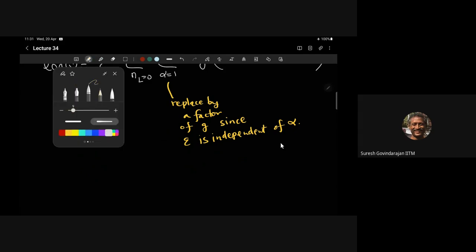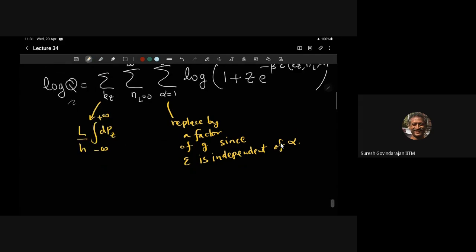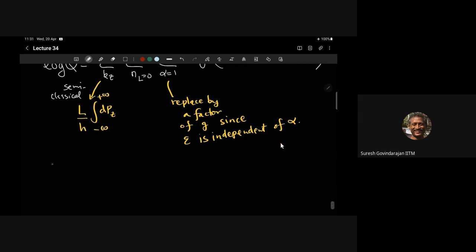Any other questions? Actually, this is a good question. Why are we doing it? This is semi-classical. So now we are ready. Log Q equals L by h, and then we can write a G, summation. Forgot the integration first.